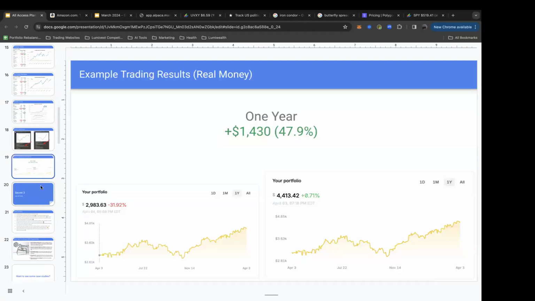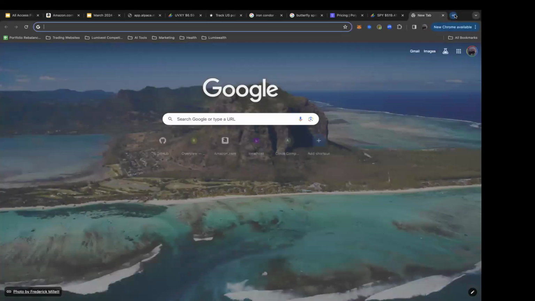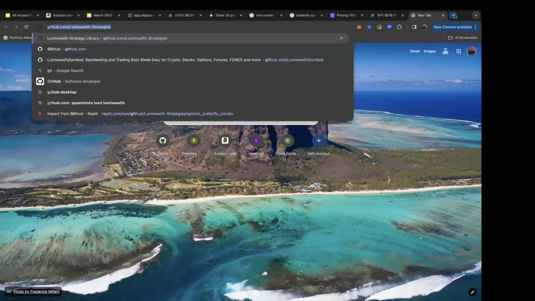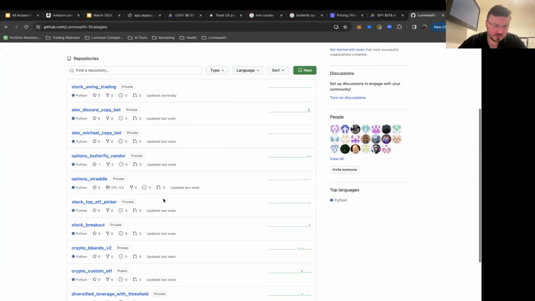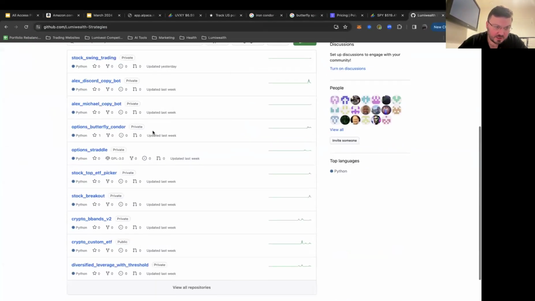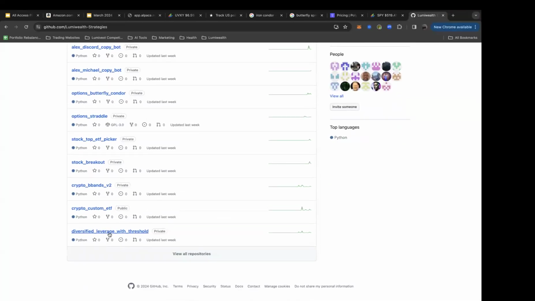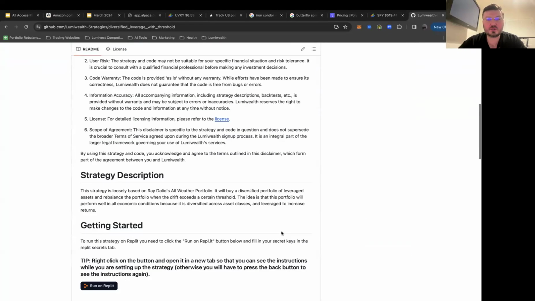Hey, Robert, I missed it. What was the name of that strategy right there? This is the diversified leverage strategy. Diversified leverage strategy. Okay. Let me show you, since we're on the topic. At the bottom. There it is. Yeah. Diversified leverage with threshold.